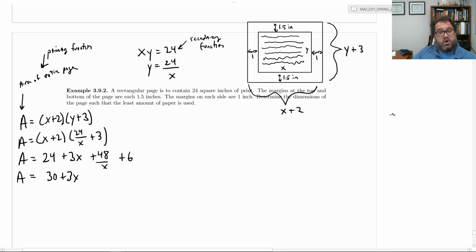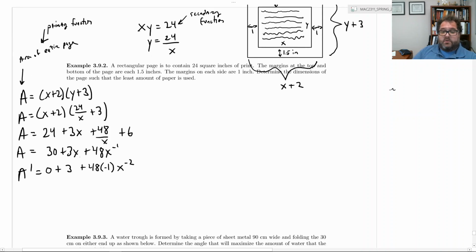If you want to get it in the mode to differentiate, we could say plus 48x to the negative 1 power, because I want to use the power rule. It's quicker than the quotient rule. So there's my primary function in terms of a single variable, only x's. So what's A prime? The derivative of 30 is 0, plus the derivative of 3x is 3, plus 48 times the derivative of x to the negative 1 power, which according to the power rule is negative 1 times x to the negative 2 power.